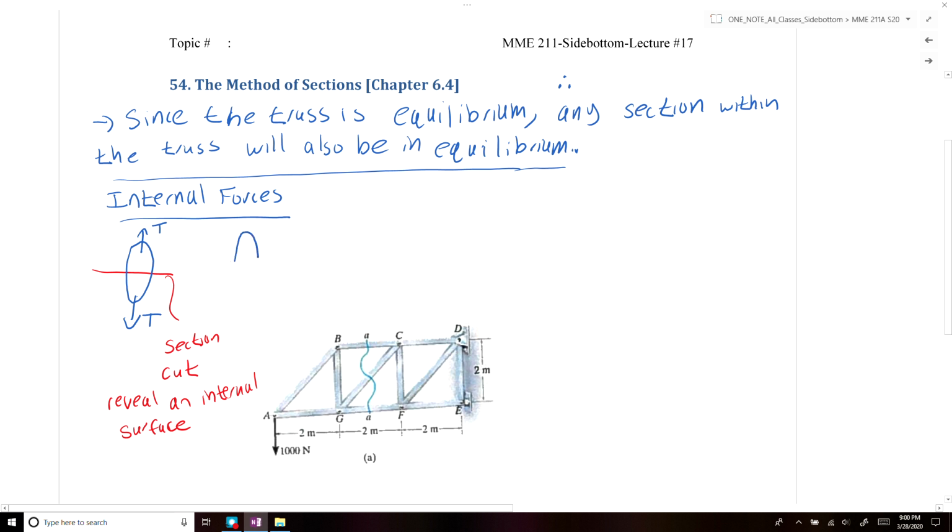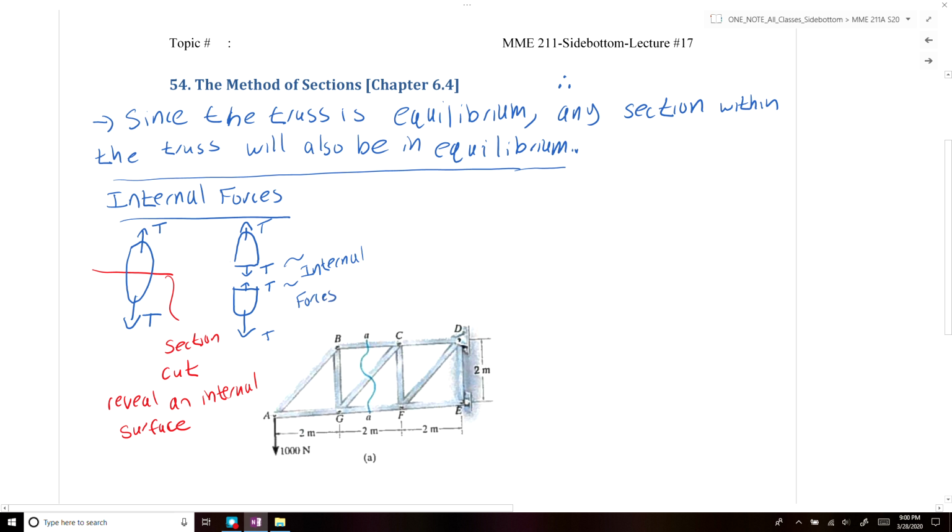What this does is give us essentially two rigid bodies now. We went from one rigid body that had a tensile load at both ends, and after we take the section cut, we now have two rigid bodies, each with an internal tension force that's equal to the force being applied at the ends of the bar. So these are our internal forces.